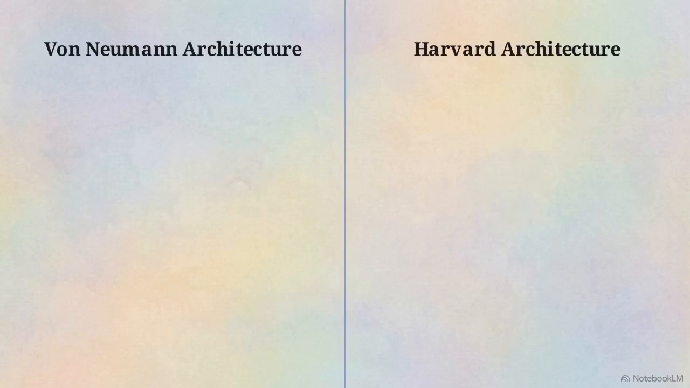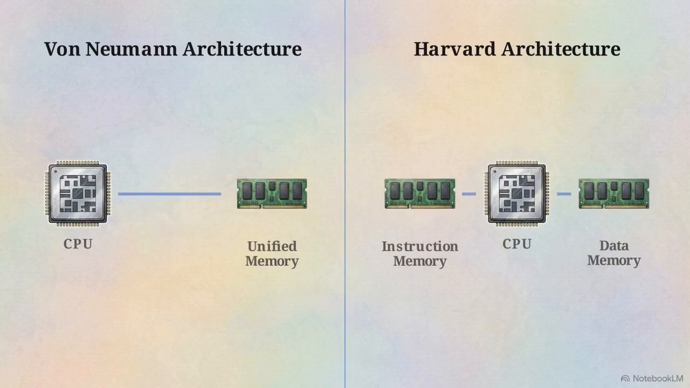This diagram illustrates the von Neumann architecture. It uses a single shared memory pool to store both the program's instructions and the user data. Because there is only one pathway between the CPU and memory, the processor must fetch an instruction, wait, and then fetch the data it needs sequentially.